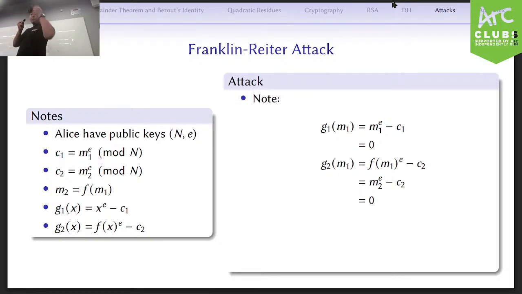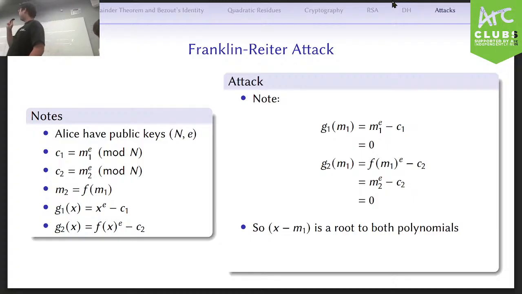Because if we plug m1 into g1, we get m1 to the power of e minus c1. c1 is just equal to m1 to the power of e, so they cancel each other and we get 0. Similarly, if we plug m1 into the second equation, f of m1 is equal to m2, and then m2 to the power of e is equal to c2 as well, so they both cancel. So what this means is that m1 is a root of both of these equations, right? And these equations are both polynomials. They are both combinations of x to some integer power. So because of that, these polynomials share a root of x minus m1.